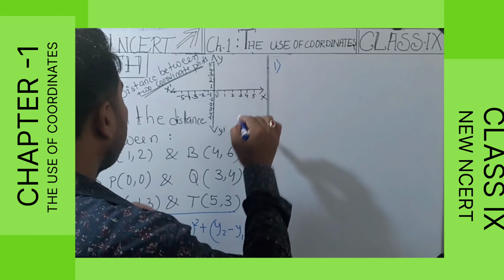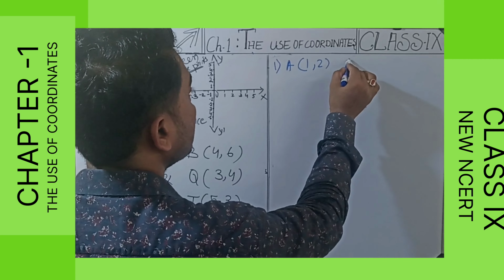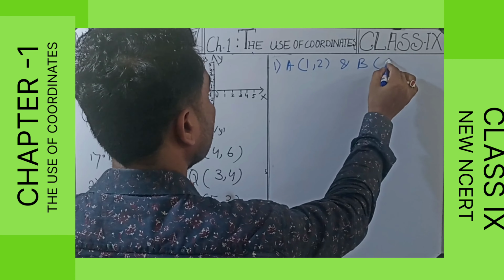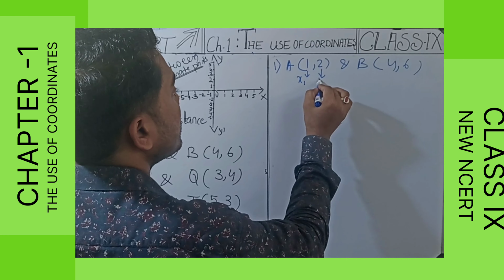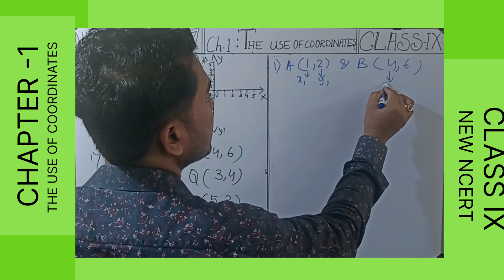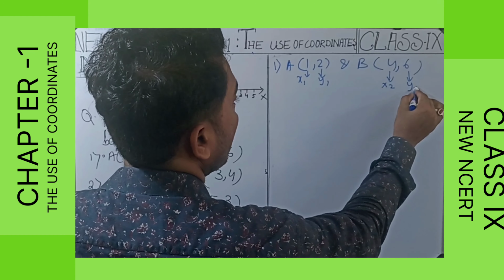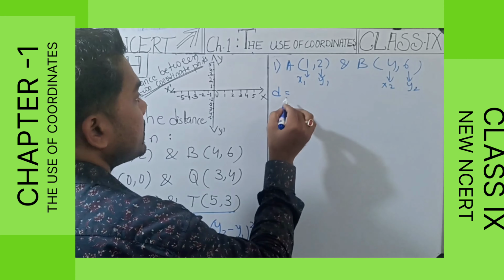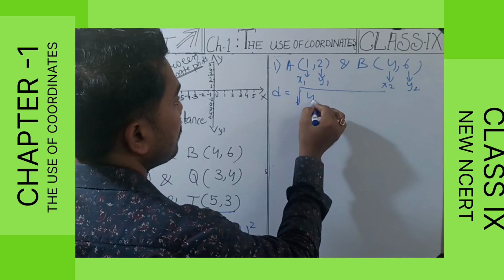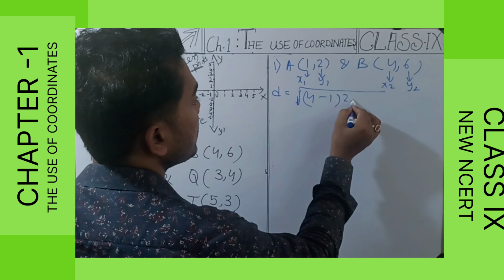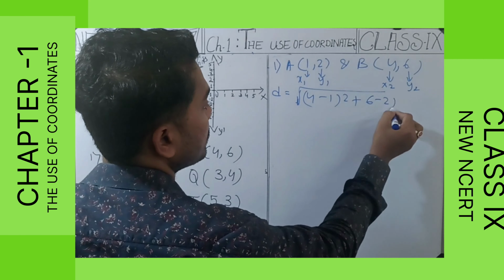Okay, so number one, A's coordinate points are given 1, 2, and B's coordinate points are given 4 and 6. Here 1 is x1, and 2 is y1, and 4 is x2, and 6 is y2. As you know the formula, d is equal to root over of (x2 minus x1), that is (4 minus 1) whole square, plus (y2 minus y1), that is (6 minus 2) whole square.